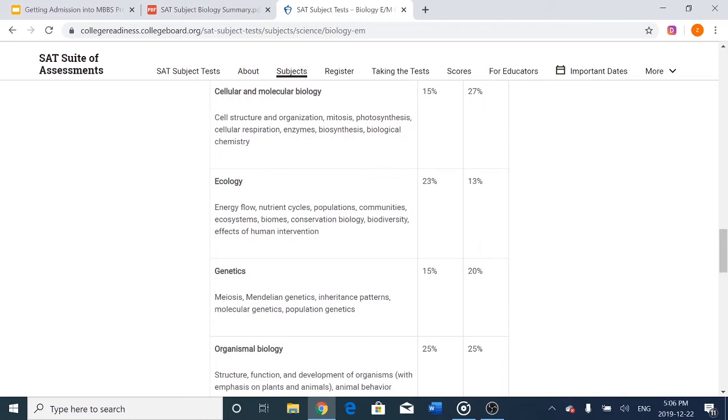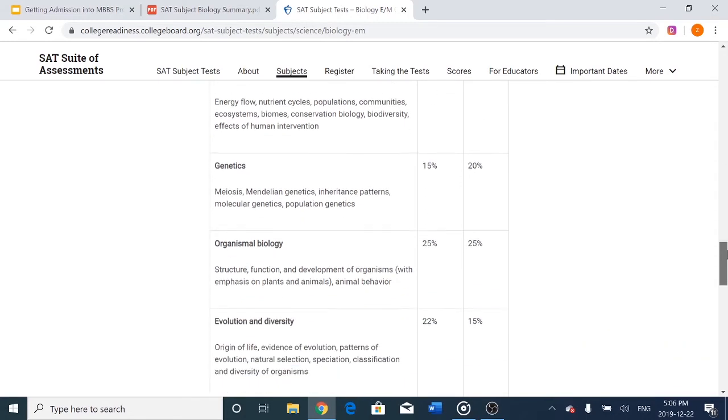You're going to need to know about populations, pioneer communities, climax communities, different ecosystems, biomes. They always ask about biomes. Conservation biology, biodiversity, effects of human intervention. You're going to need to know parasitism, mutualism, all those nitty-gritty ecology concepts. You're going to need to know those if you're doing biology E, especially if you're doing biology E.